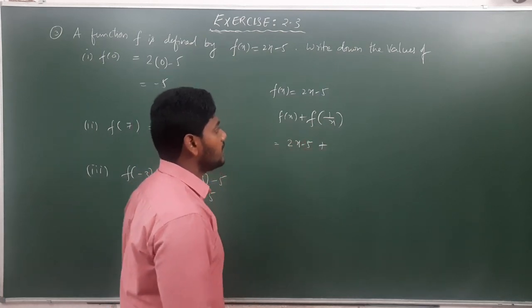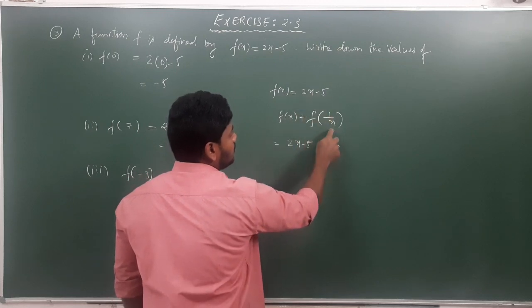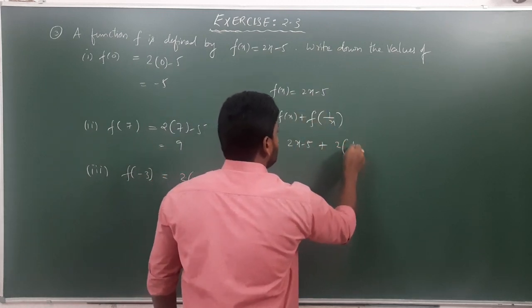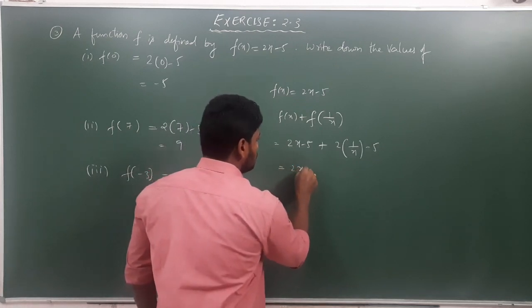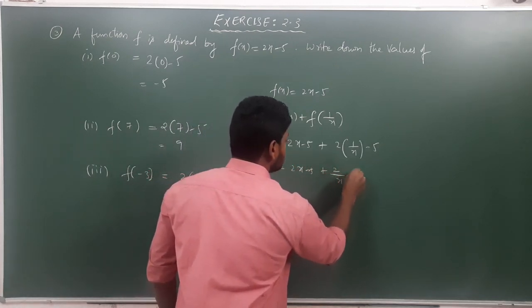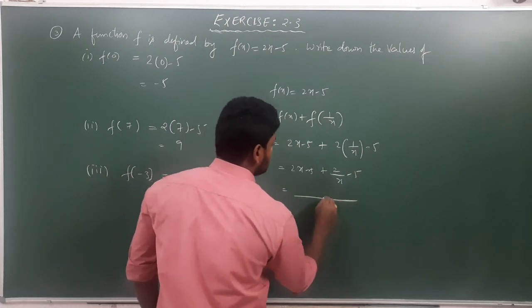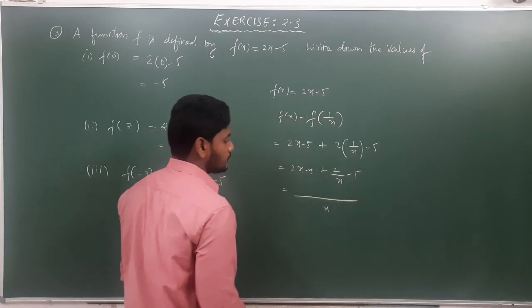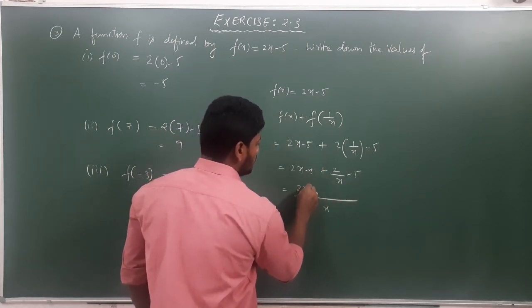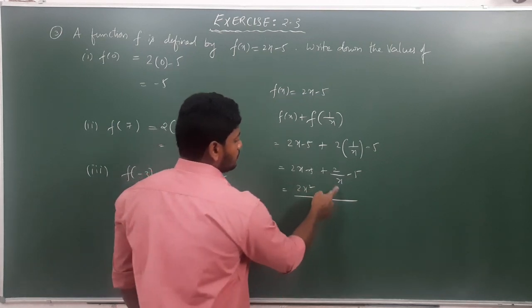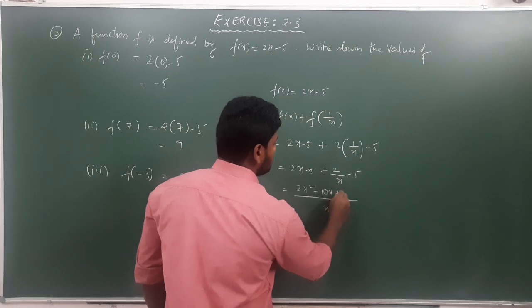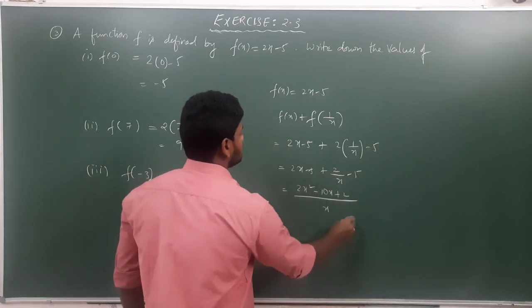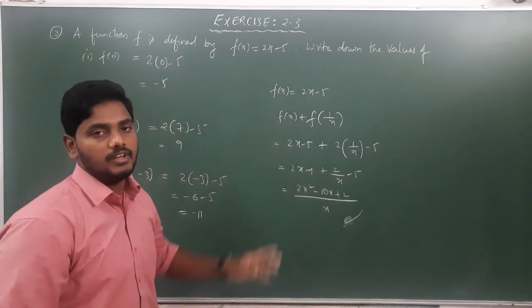How to find f of 1 by x? In the place of x, what do you need to substitute? 1 by x. So 2 into 1 by x minus 5, right? So this is 2x minus 5 plus 2 by x minus 5. So the LCM will be x. So 2x into x is 2x square, minus 5 minus 5 is minus 10, into x, minus 10x, plus 2. So like that we need to find the function values.